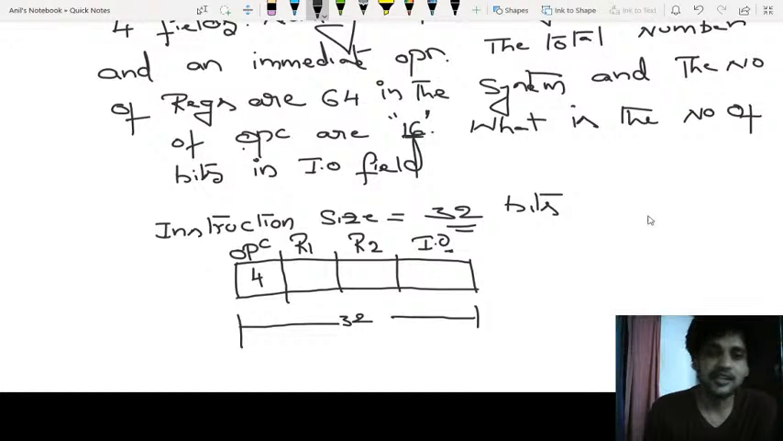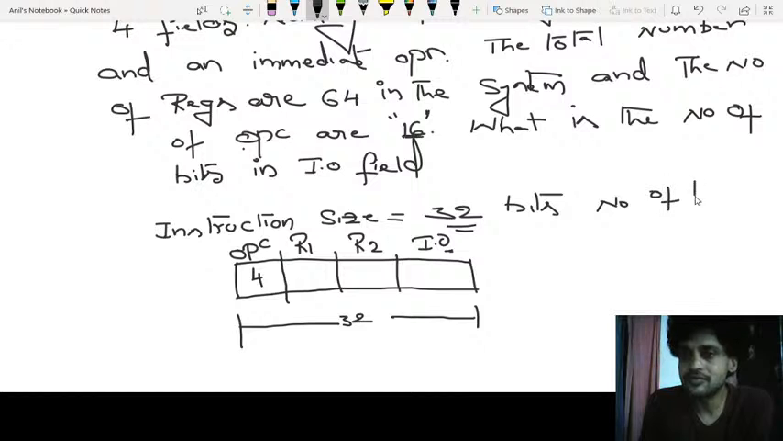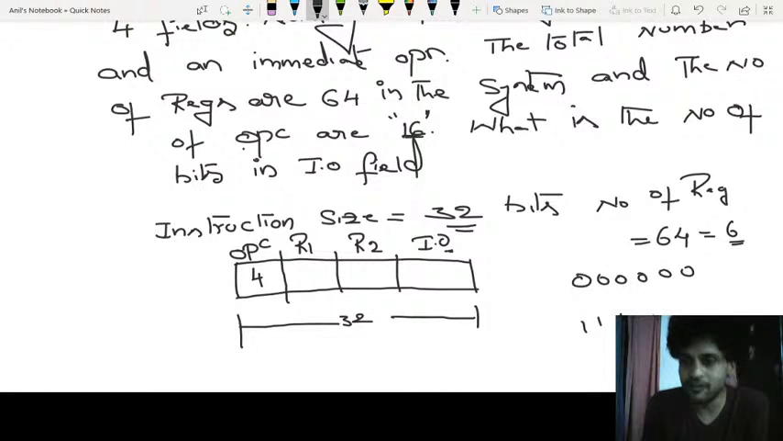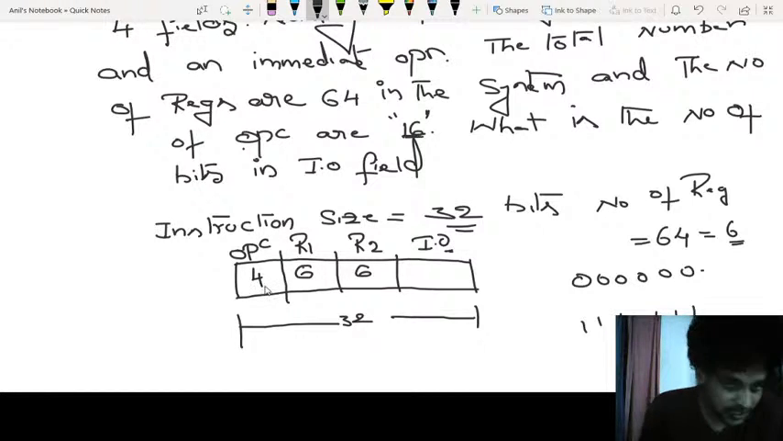Then go to the registers. The number of registers is equal to 64. So we require 6 bits to represent any of the registers, because there will be register labeling. How do we label the registers? By their number. If we have 64 registers, then we require 6 bits, from 000000 to 111111. Each and every register gets a unique label in which we require 6 bits. So register 1 will be 6 bits. Register 2 will also be 6 bits. So 6 plus 6 is equal to 12. 12 plus 4 is equal to 16. And 32 minus 16 is equal to 16, so for the immediate operand field we require 16 bits.